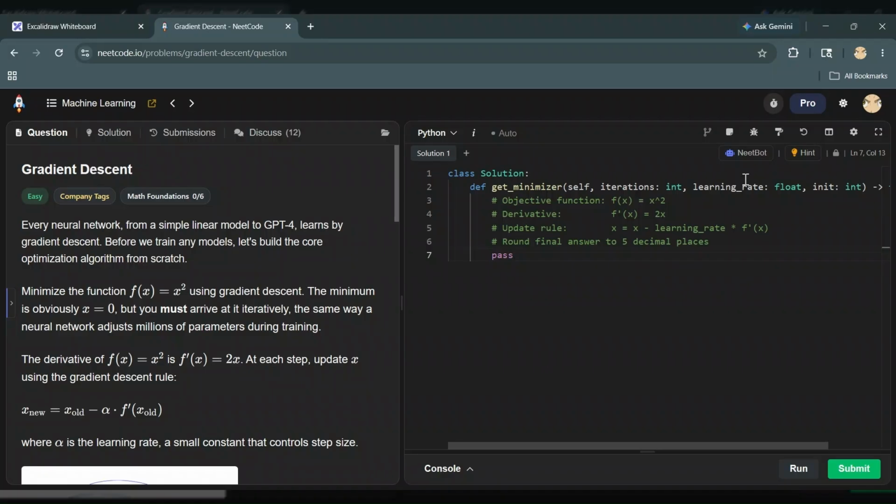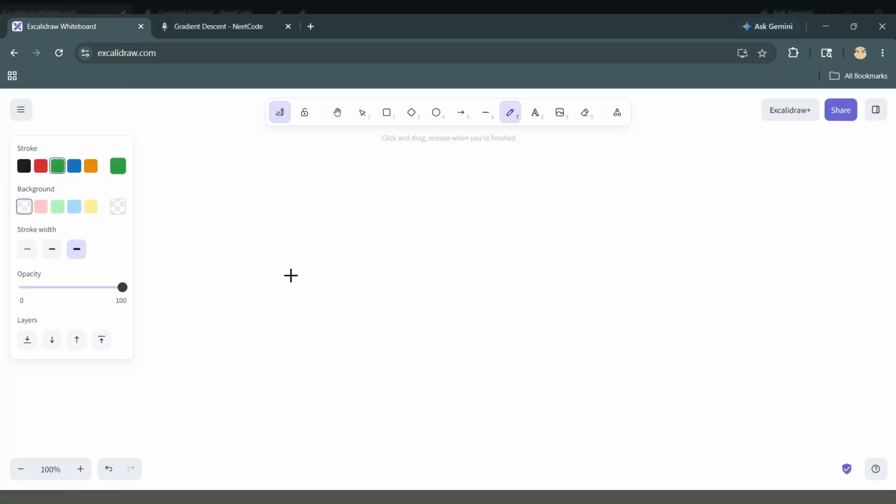Hello, today we are going to learn something about gradient descent. For this, I picked the NeetCode problem, and so let's continue with this. Let's see what gradient descent actually is. Before that, we have to know a few things.